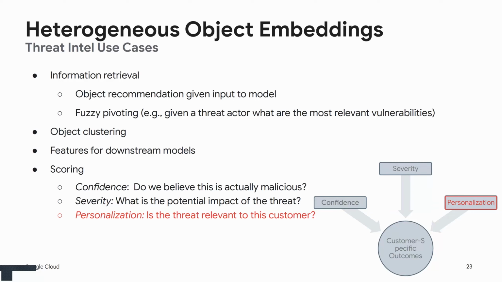You can use these for a variety of different downstream tasks, object clustering, features into other downstream models. And one really fun use case is in scoring, right? So imagine you have a variety of different scoring sources, right? So confidence, like how sure are we that this threat is actually malicious? Severity, like what's the implication if we get hit by this threat? And then personalization, how is this relevant to us? So if we can combine those 3 scores, we can get really solid customer-specific outcomes.